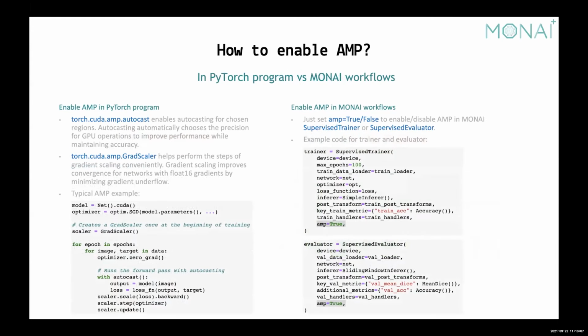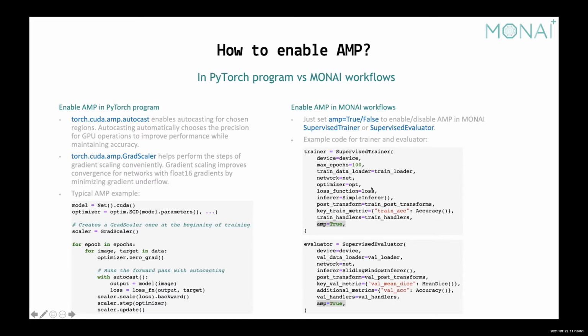And if you use MONAI components in a regular PyTorch program, you just need to add the autocast logic as a context provider and create a grad scaler for the backward computation. All the MONAI components can work well with the AMP feature. And just like what we show here in the left side. And if you use MONAI workflows, it can be easier. Just set the AMP flag when you define the supervised trainer or supervised evaluator. The example code is at the right side.